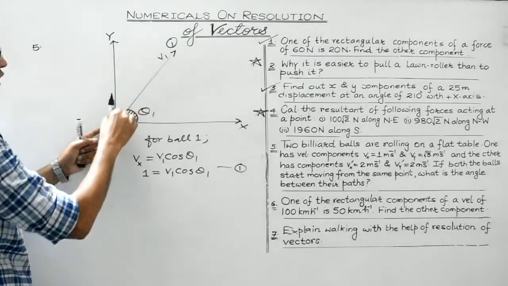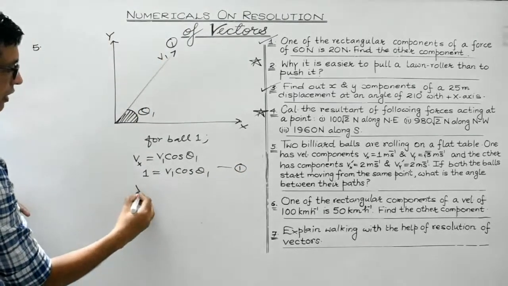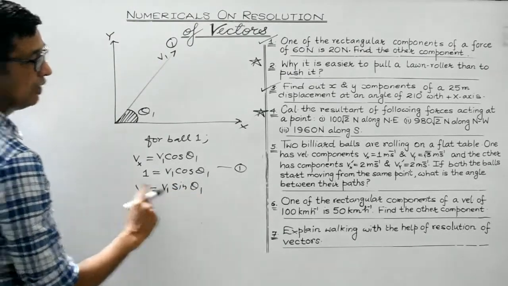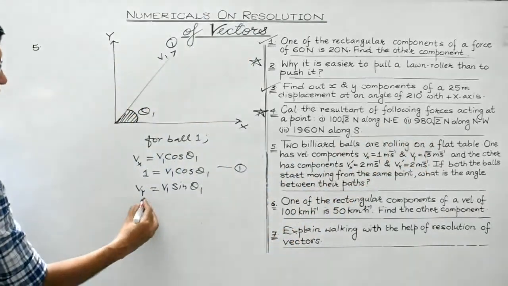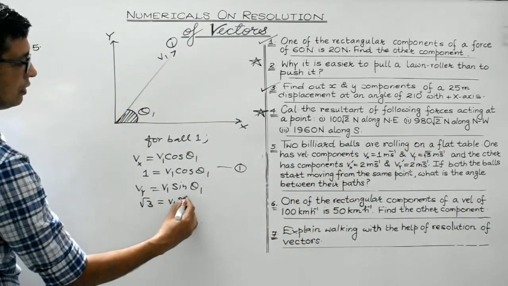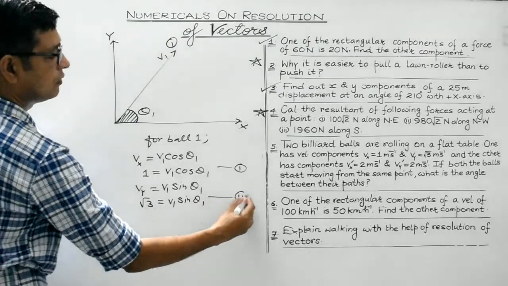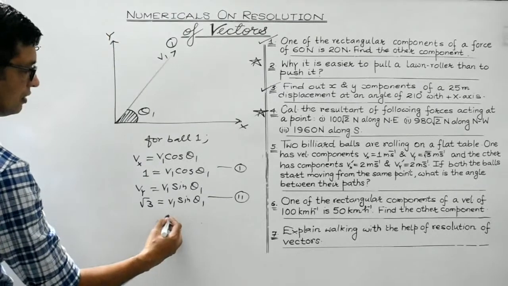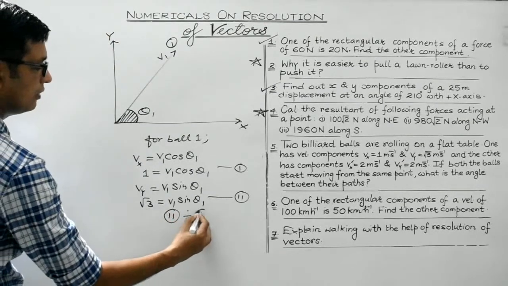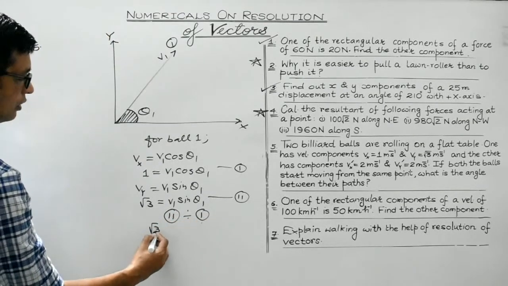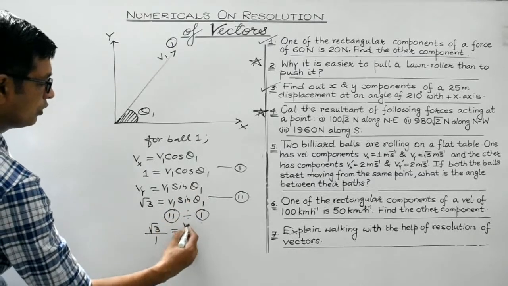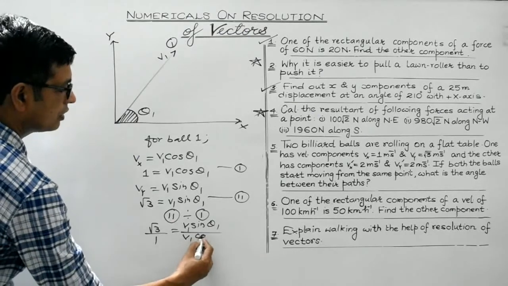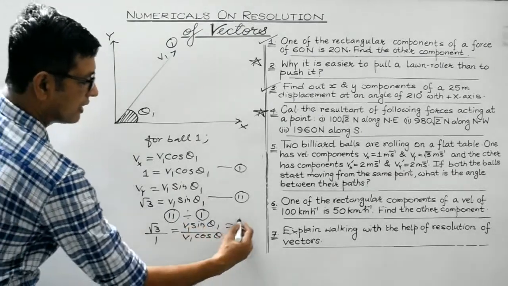While the other rectangular component, the purple component, would be Vy, and it is V1 sin theta 1. Vy is given to be root 3. So root 3 is equal to V1 sin theta 1. We need to find out theta 1. So for that, what to do is second divided by first. So what we get is root 3 by 1 equals V1 sin theta 1 divided by V1 cos theta 1. V1 gets cancelled.